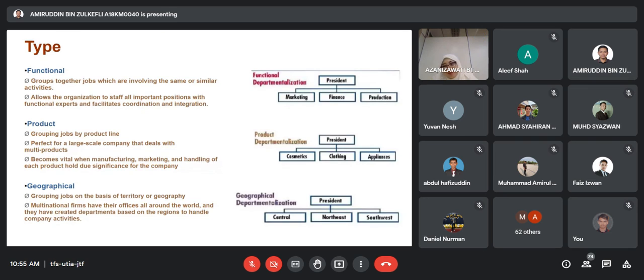Okay, the others? Is it functional only that you can see in UTM? Doctor, can I add more? Yeah, Hafizuddin. Maybe if we look in a broader sense, UTM also has Pagoh and KL, so maybe we can say it's geographical as well. Okay, thank you.